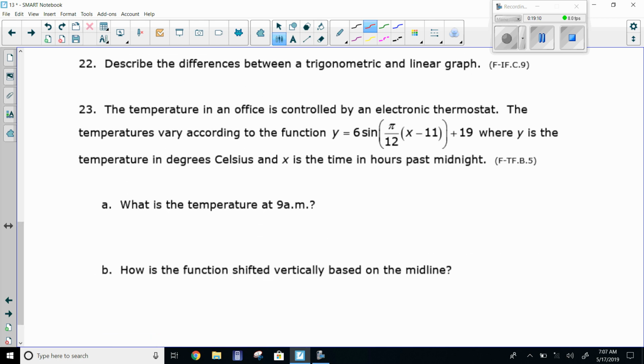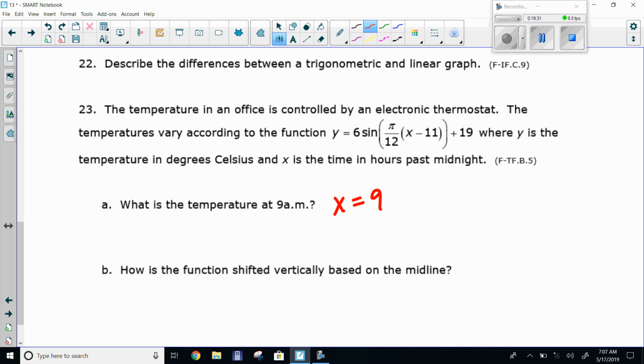Okay, the temperature in the office is controlled by an electronic thermostat. The temperature is varied accordingly by this function. Y is the temperature in degrees Celsius, and X is the time in hours past midnight. It says, what is the temperature at 9 a.m.? So how many hours have passed since midnight? So what that means is X equals 9 hours.